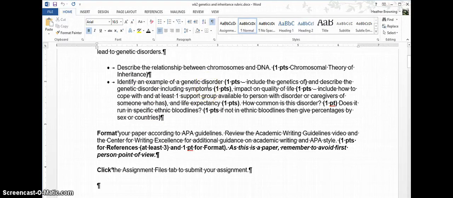So what happens if you get mutant X? In mutant X from the Marvel Universe, I would get superpowers. Then the impact on quality of life. In this case, it could be totally awesome, unless I had purple hair and people made fun of me. So in this section, you're going to include how to cope with the disorder.